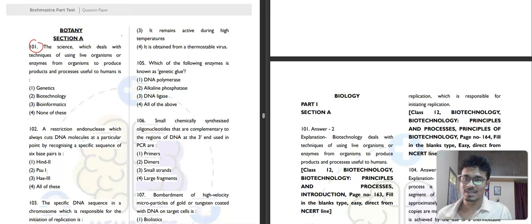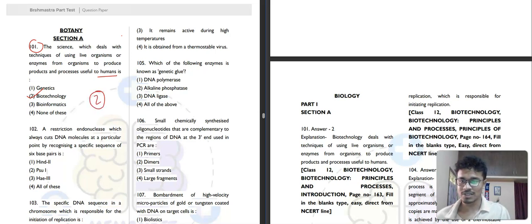It is saying that the science which deals with techniques of using live organisms or enzymes from organisms to produce products and processes useful to humans is genetics, biotech, bioinformatics, or none of the above. So it is simple, you know that is simply biotechnology. That is what we are studying for.